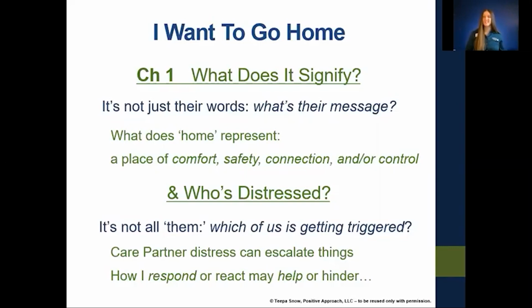Okay? The next thing to consider is who's distressed. It's not all about them. Sometimes we get caught up in that idea, but take out your mirror, because I really have more to do with this than I think oftentimes. And so how I respond or react can escalate things or it can de-escalate things. I can choose to respond, or I could automatically react. And that can be pretty common. But how I respond or react may help or hinder.